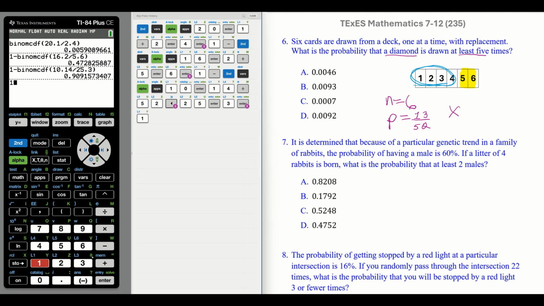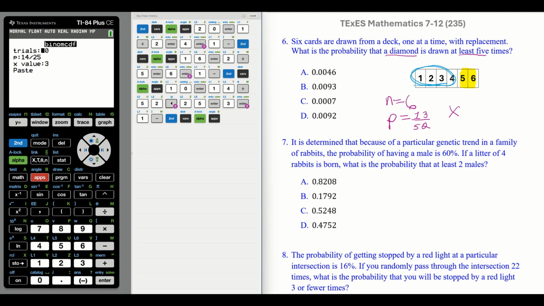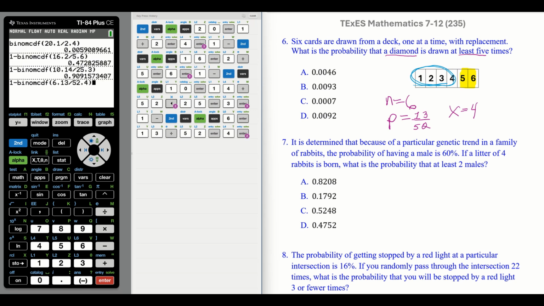Okay. 1 minus, second vars, binomcdf, N is 6. Probability is 13 divided by 52. Enter. Oh, and X is 4. I didn't write that down. Sorry about that. Change my color back. Equals 4. Okay, 4. Enter, enter, enter again. And yes, and we did not need to round.